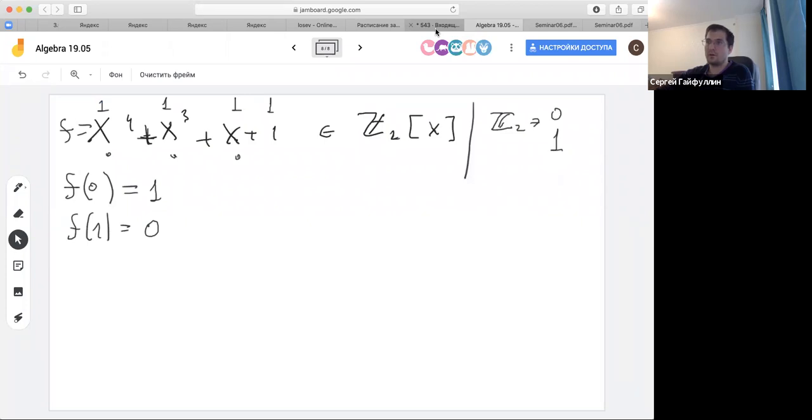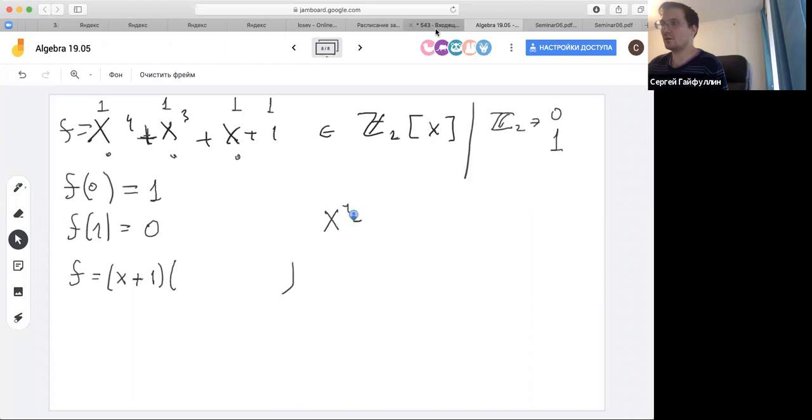So we have that f equals x minus 1, but minus 1 in Z2 equals plus 1, so I will write x plus 1. And now I need to divide f by x plus 1. So let us do it. x to the fourth plus x cubed, there is no x squared, plus x plus 1. And we divide it by x plus 1.